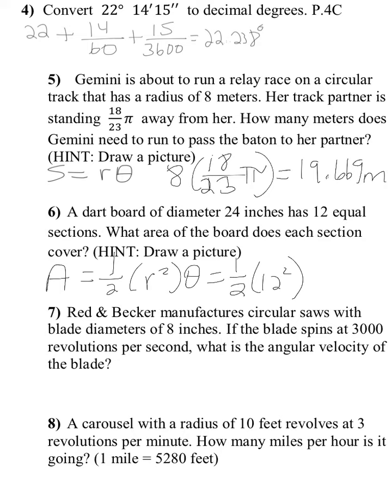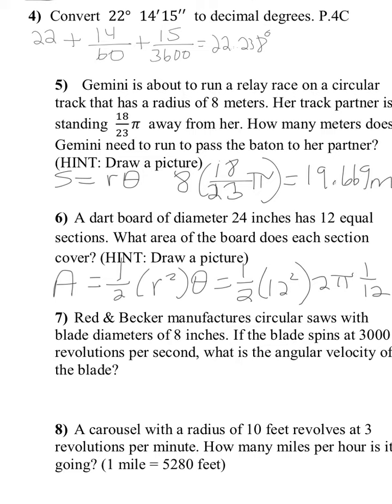And theta is going to be 2 pi, except we're only going one section around, so this is 1/12 times 2 pi, or 1/6 pi. So whichever way you want to calculate it, it's fine. You can put this entire thing, 1/2 times 12 squared times 2 pi times 1/12, and when you put that in the calculator, you get 37.699 inches squared. So let me write that in.